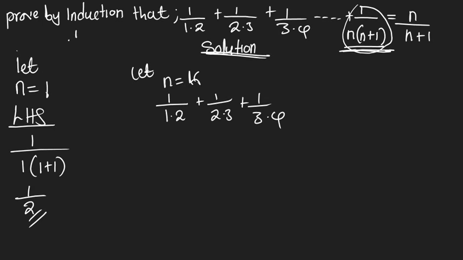Someone wants to put 1 over 2 here and say it's not equal to 1. If you did this, you're not doing fine. You get your right hand side here. You put 1 over 1 plus 1 equal to 1 over 2. But see what you're doing there.